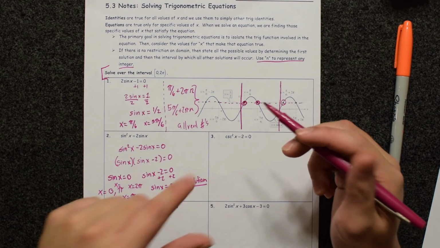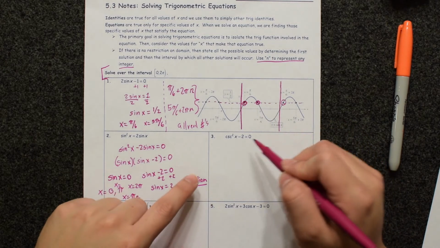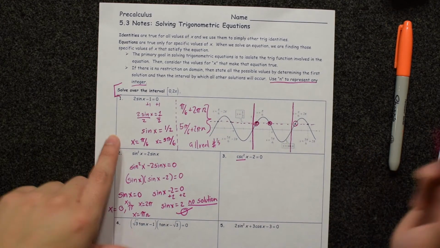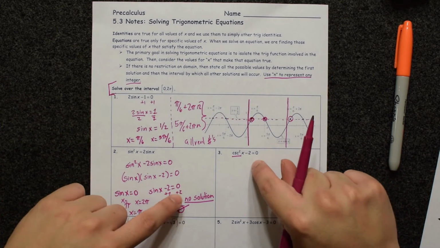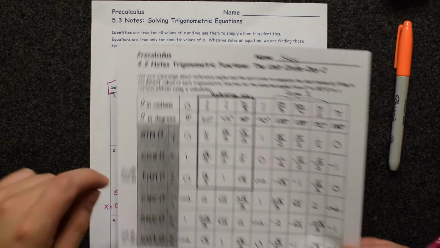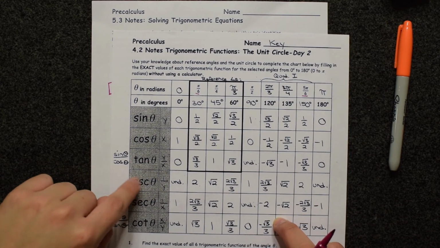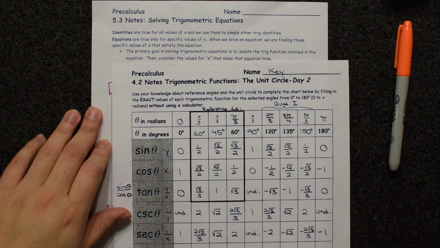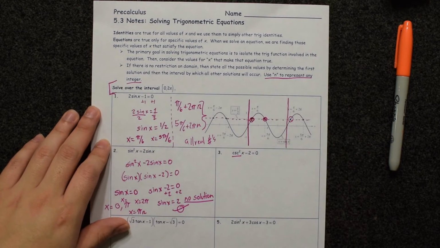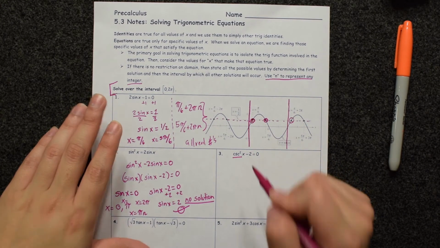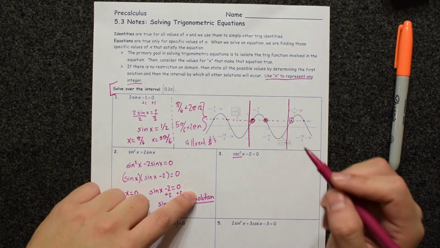For number 3, we are going to try something a little bit different. In this case, we have cosecant. Now, cosecant, if you will notice, will not show up on your unit circle. It will, however, show up on your reference chart. So if you want to use this, you have one of these available. You are going to be allowed to use this for this assignment. But let's see how we would tackle this if we did not have this chart readily available.